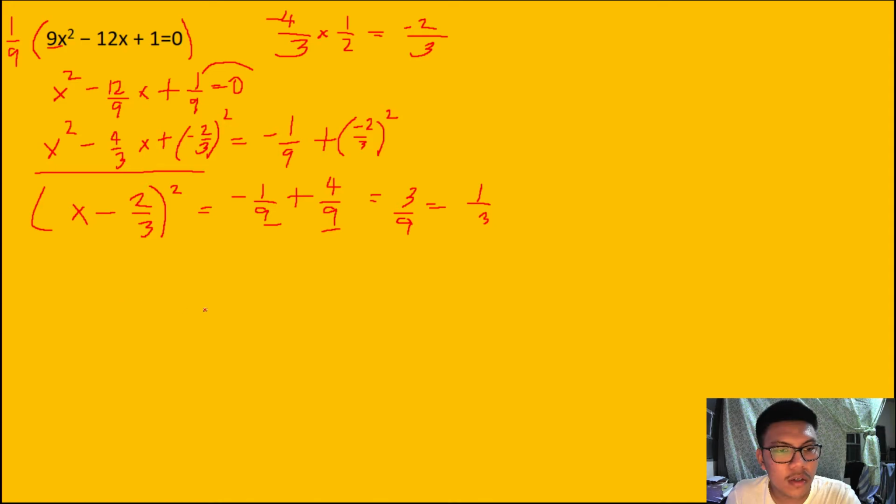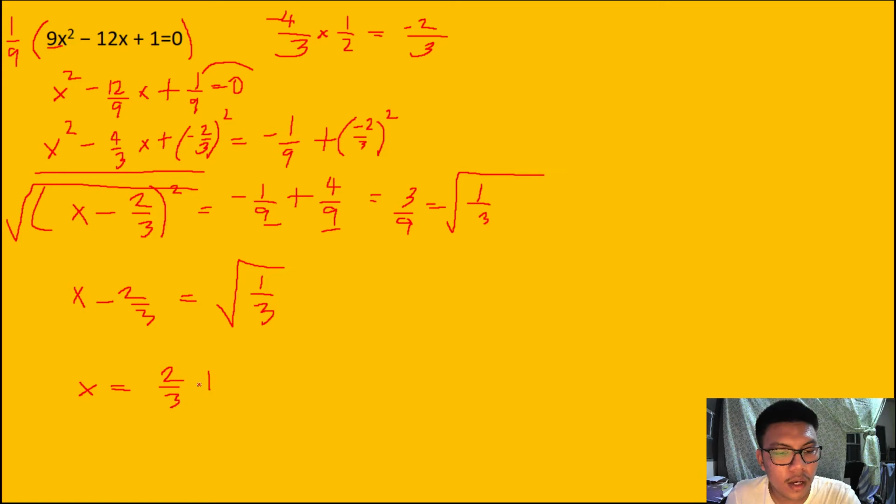Then, you get the square root of both sides. Ito na lang square na, get natin square root. Then, we have x minus 2 thirds is equal to, okay, square root of 1 over 3. So, this one, you can simplify this. So, you have x is equal to 2 over 3 plus square root of 1/3.